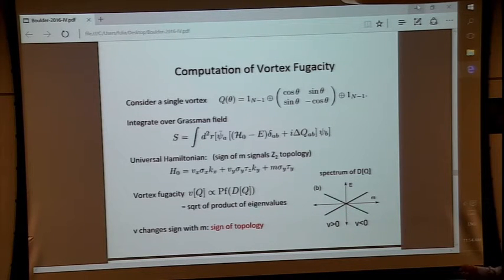Okay, because if you take the product of just half of the eigenvalues, as you follow this eigenvalue across this transition and go through 0, it changes from negative to positive. So that's why the product of the eigenvalues changes sign. Okay? So the vortex fugacity indeed changes sign together with M.